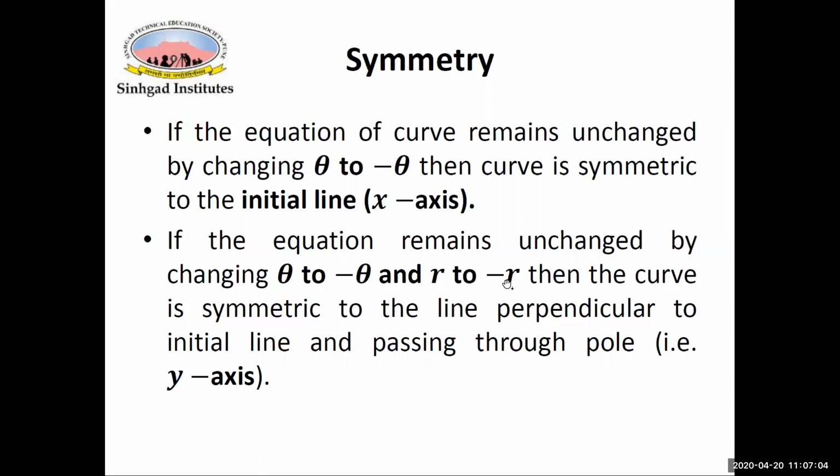r by minus r. For the second case, we can see that if I write r square equal to cos square 2 theta, the equation remains unchanged for both cases, theta to minus theta and r to minus r. Hence, it is symmetric about the initial line as well as symmetric about the y-axis. So here we have to consider only two cases for the symmetry.